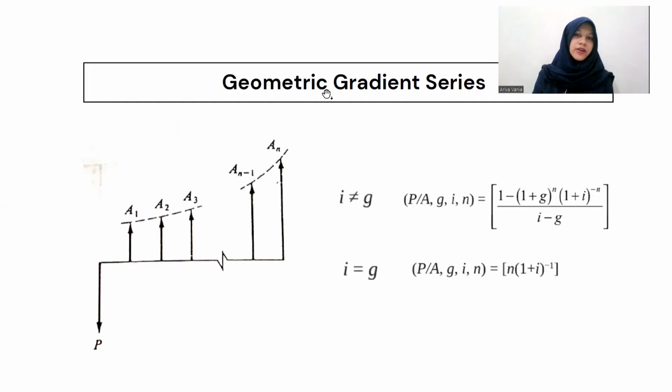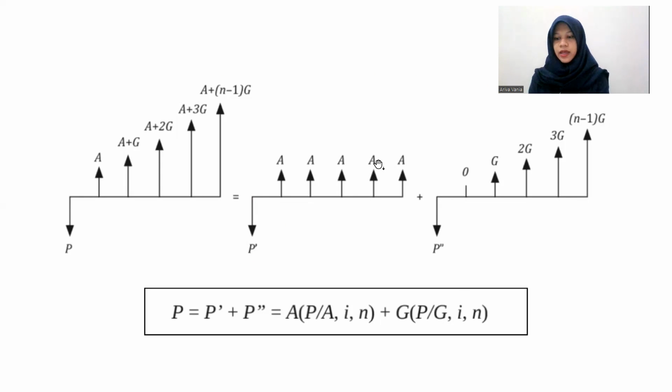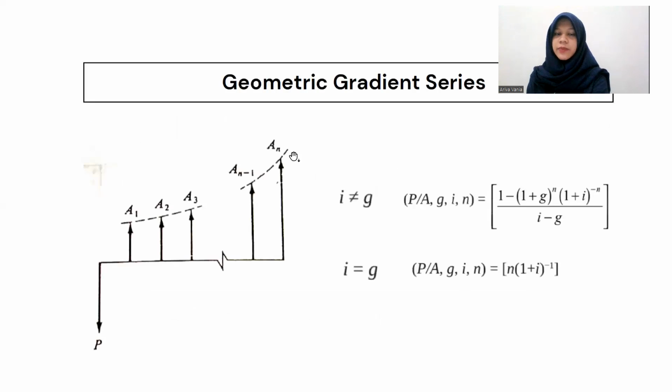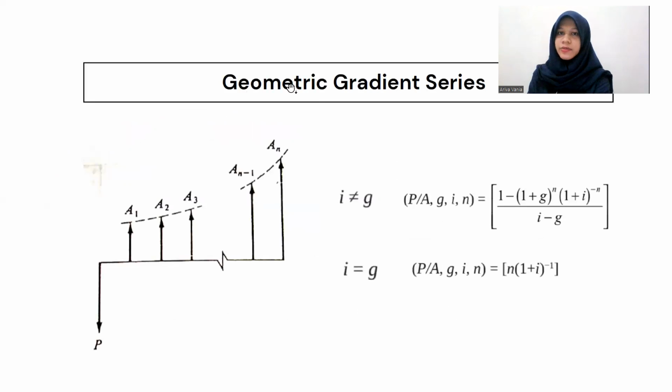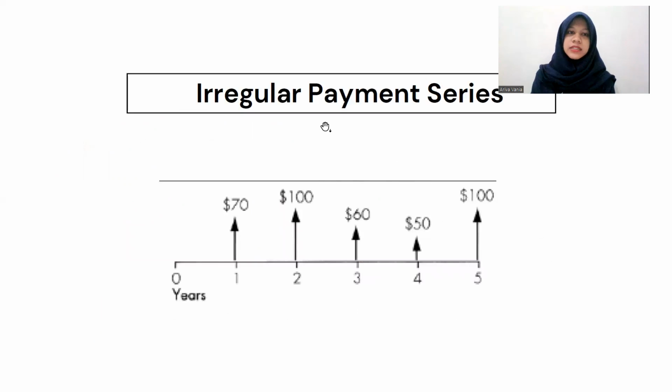Okay, next we have the geometric gradient series. It is similar to the gradient series, but the difference is that the gradient is not fixed. In the linear gradient series, we have a fixed gradient equal to G, but in the geometric gradient series, we don't. So we can use this formulation to solve the problem. The next one is the irregular payment series, where the payment is not fixed, so there is a different payment in each period.